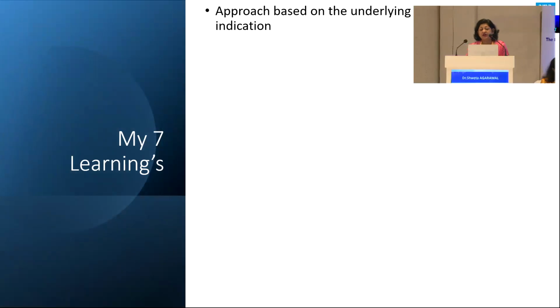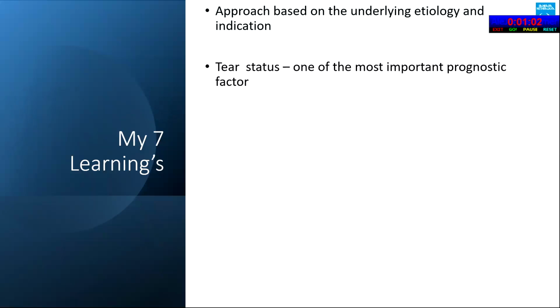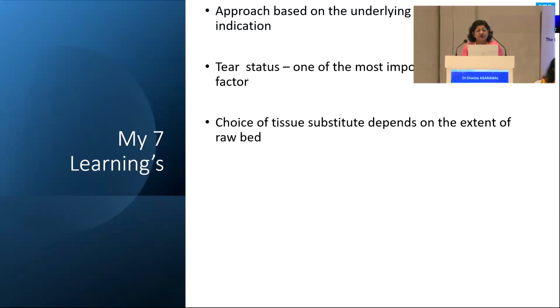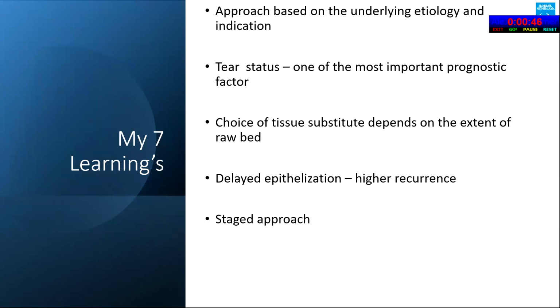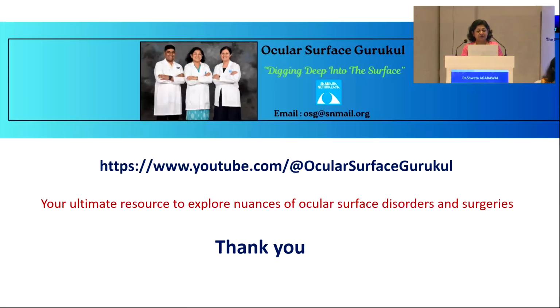So my 7 learnings were: the approach has to be based on the underlying etiology and the indication. Tear status is one of the most important prognostic factors. Choice of the tissue substitute, that is amniotic, conjunctival autograft, or MMG, basically depends on the extent of the raw bed that we have created. We have realized that delayed epithelialization is one of the major reasons for a higher recurrence rate, and therefore we prefer a staged approach. Fornix forming sutures, a conformer, or a large bandage contact lens is recommended because it keeps the raw surfaces away from each other and prevents a recurrence. And counseling, like in any other surgery, forms an extremely important aspect of fornix reconstruction as well.